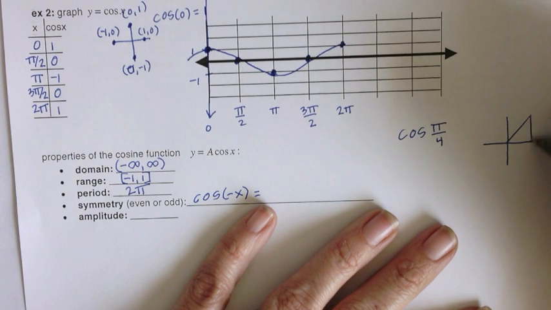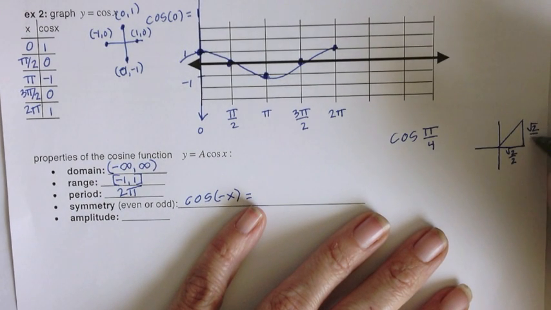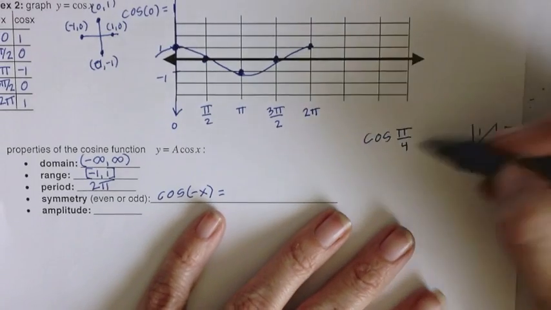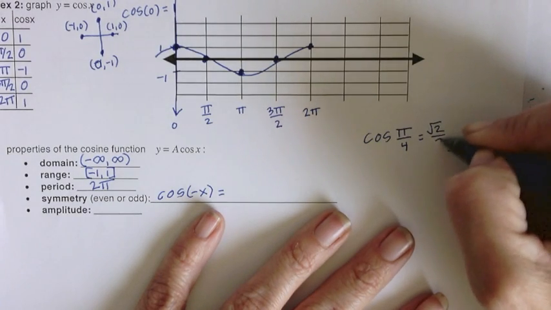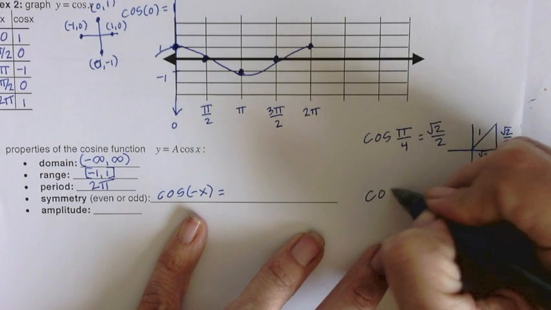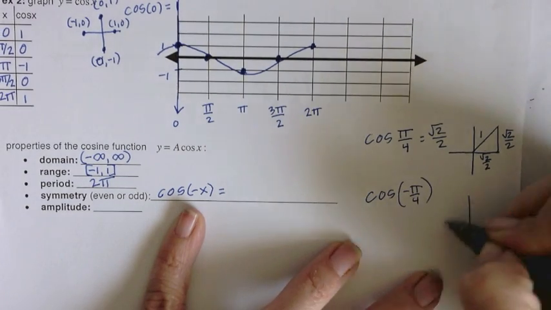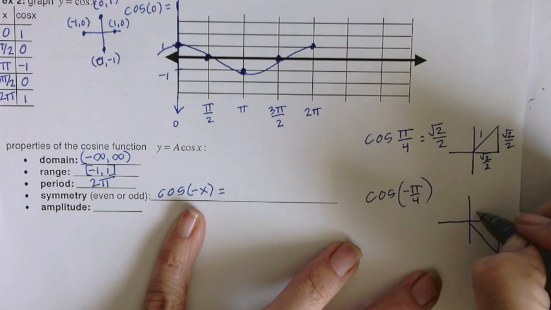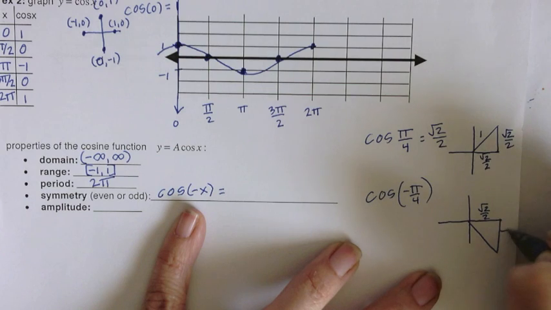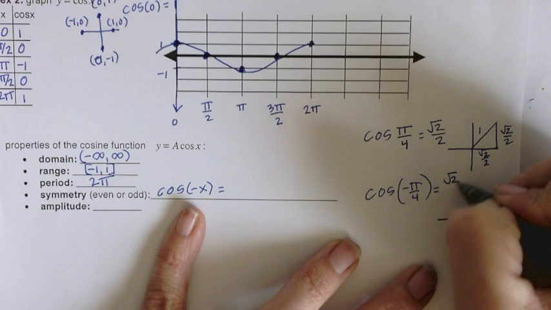So we draw our angle and label our triangle. And the cosine of pi over 4, cosine goes with x, so that's going to be root 2 over 2. And now I'm going to do cosine of negative pi over 4. And I get root 2 over 2, negative root 2 over 2, and 1. And that actually equals the same thing.